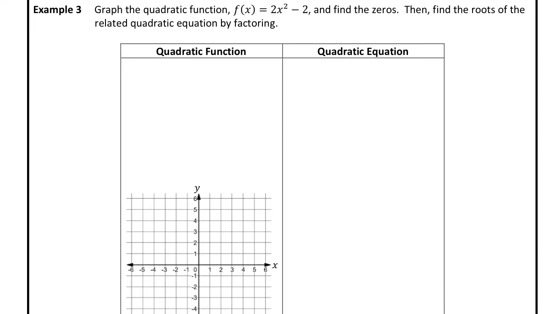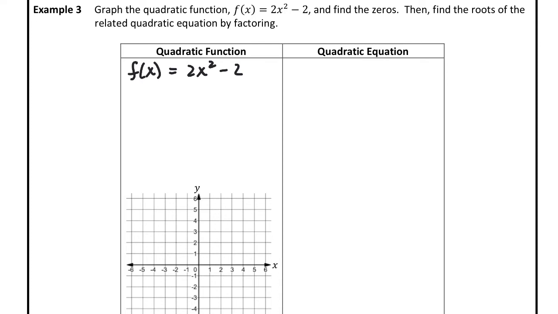And so example 3 is like the example we did just a little while ago, but nothing is set up for us. Everything we have to do. So we have to graph this function. So I'm going to copy the function 2x squared minus 2. So we don't have to state what type it is, but we can use the methods that we've done for transformations to graph it.